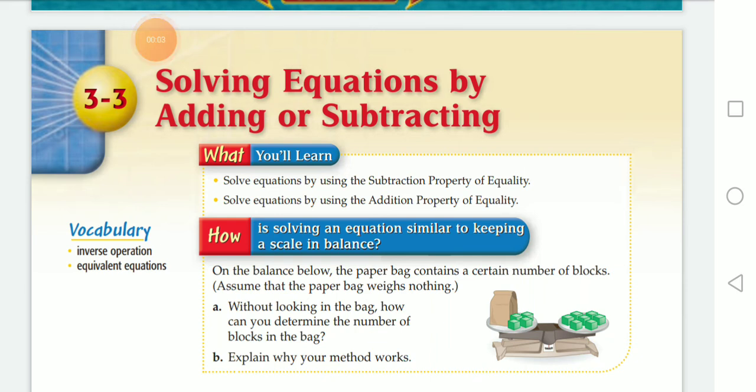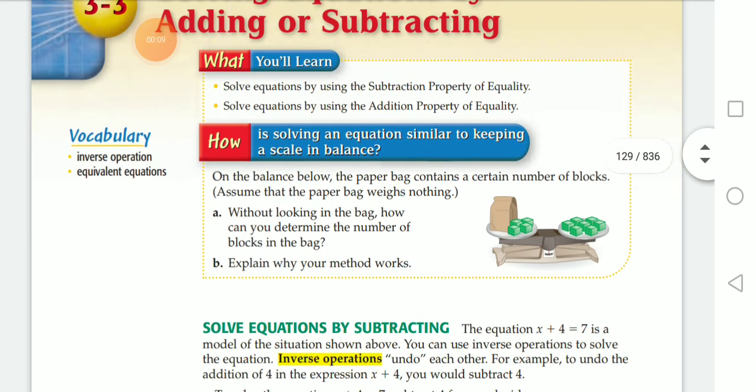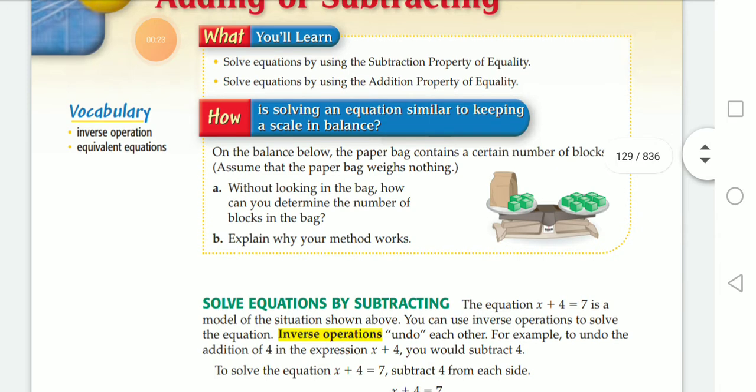I hope you're fine. Today we're going to have lesson 3, solving equations by adding and subtracting. By the end of the lesson, you'll be able to solve equations by using the subtraction property of equality, and solve equations by using the addition property of equality. So, we have some vocab here: inverse operation, equivalent equations.